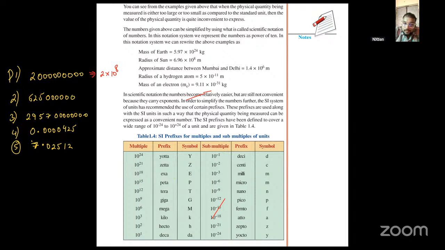I got 2 into 10 to the power 9. Let me check. 1, 2, 3, 4, 5, 6, 7, 8, 9. 9 zeros are there, so it will be 9. Johan, did you understand? Yes, sir. If I count again, 1, 2, 3, 4, 5, 6, 7, 8, 9, so 9 zeros are there, that's why 10 to the power 9. Understood? Okay. Jashron, you done? Second question?